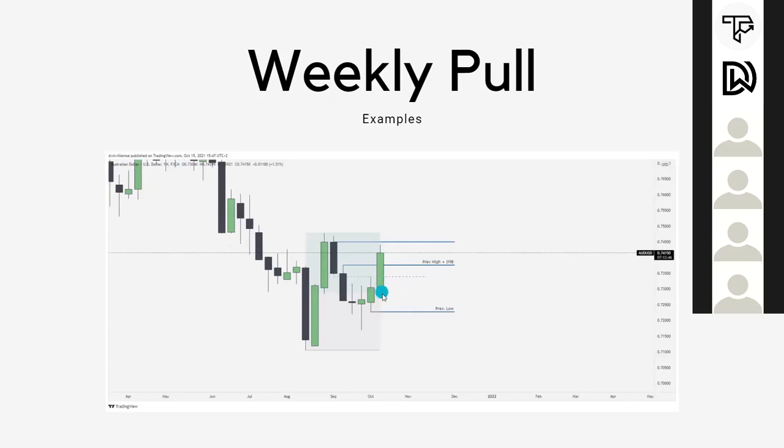We had a pullback, created the wick, and then expansion towards the upside, cleaning the liquidity above the highs and filling the imbalance in this order block.